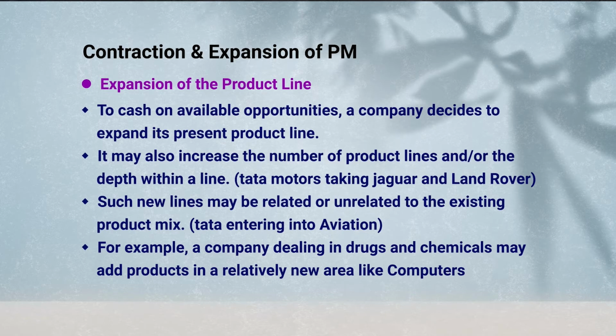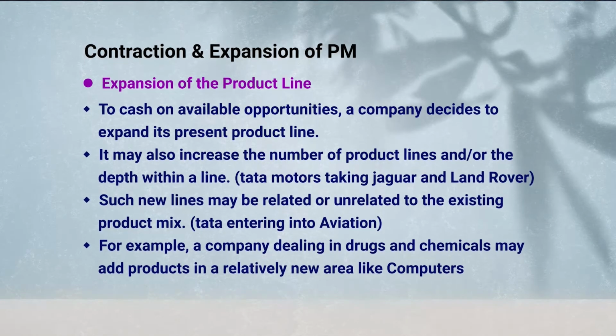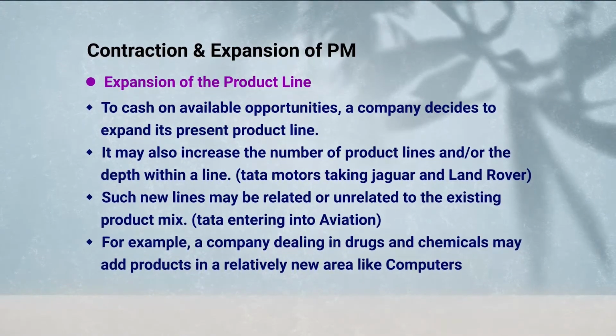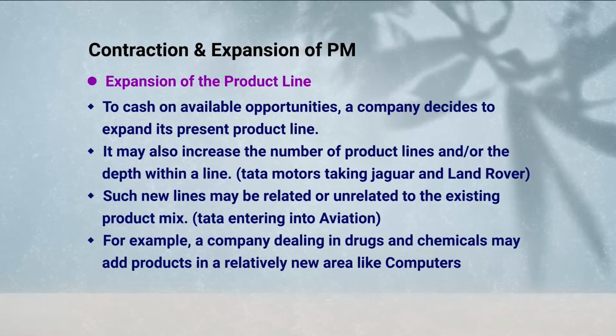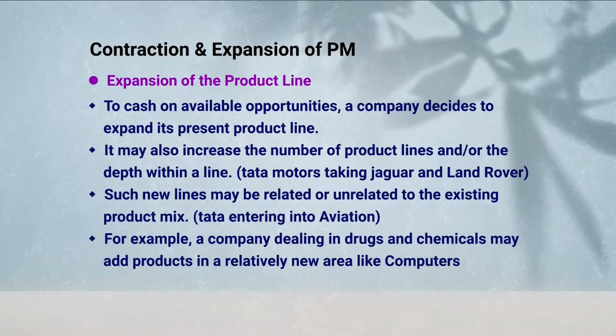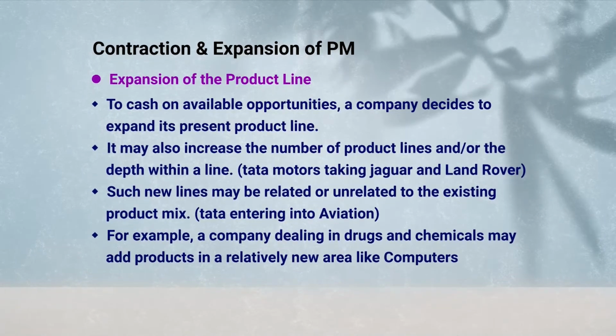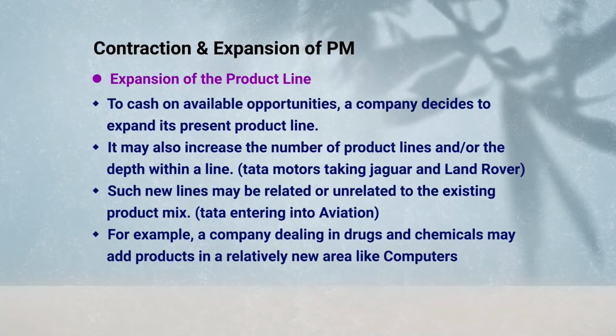and now it wants to go to a completely new area. Say for example, it wants to deal with computers now. So this will be expansion of product mix. Now the expansion can be related or unrelated. If the product lines are related to the product line which already exists, that will be related expansion of the product mix. But if the products are unrelated, as in the example we have seen here, then it becomes unrelated expansion, right?